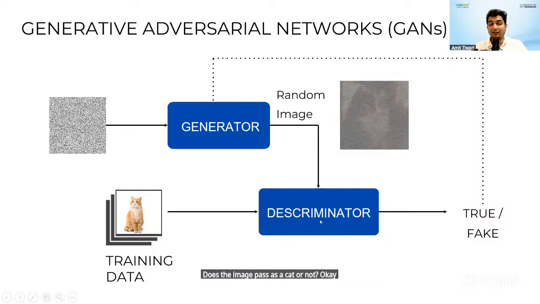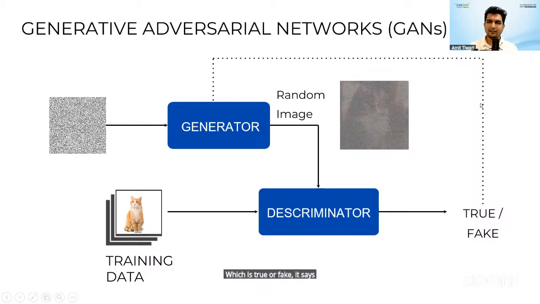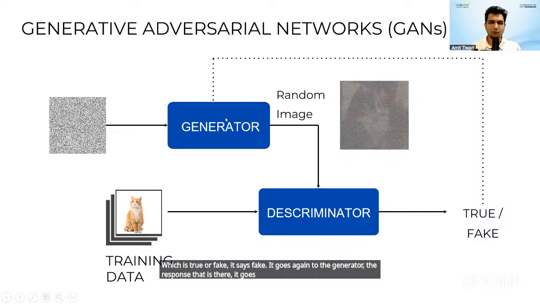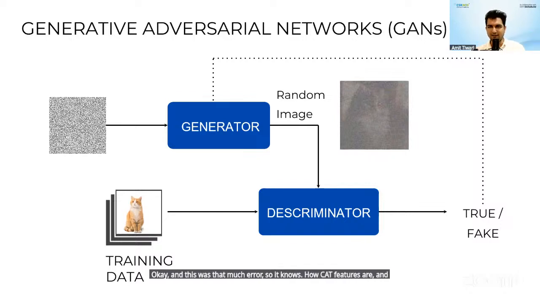This discriminator knows what a cat looks like from its training data, right? It says, no. This image does not look like a cat. It does not pass as a cat. So it says true or fake. It says fake. It goes again to the generator. It says that whatever image you generated was fake, and this was that much error. So it knows how cat features are, and it knows that this is not an image of a cat.